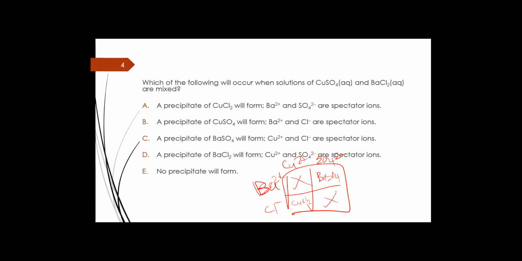Looking at the solubility rules, one of those does form a precipitate. BaSO4 is not soluble, so that's going to be our precipitate as our solid. That brings it down to these last two. And so then what do we have left over? Well, we have copper 2+ and chloride. Those are our spectators. Okay.